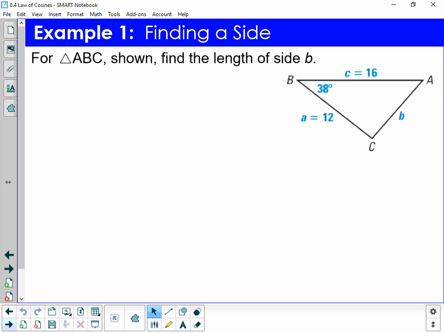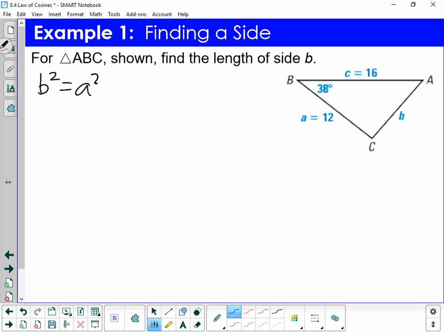So here is triangle ABC, and we have angle B is 38 degrees. We have side A is 12 and side C is 16, and we want to solve and find the length of side B. In this case, we're going to use the law of cosines. It looks like this: B squared equals A squared plus C squared minus 2AC cosine B. If you're following along in your notes, that should be at the top of your paper.